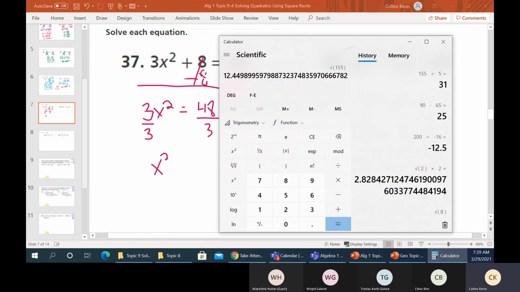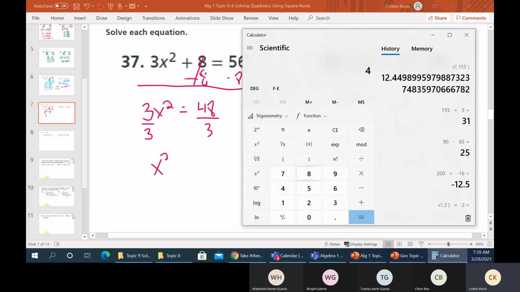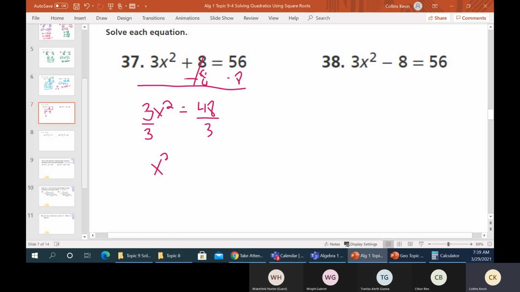So let's check that out. So we say 48 divided by 3 gives me 16. Oh, cool. That's a good number, because again, 16 is a perfect square. So when we square root these, we're going to do x equals, square root of 16 is 4, but always remember you get the plus version and the minus version, and we're good to go.